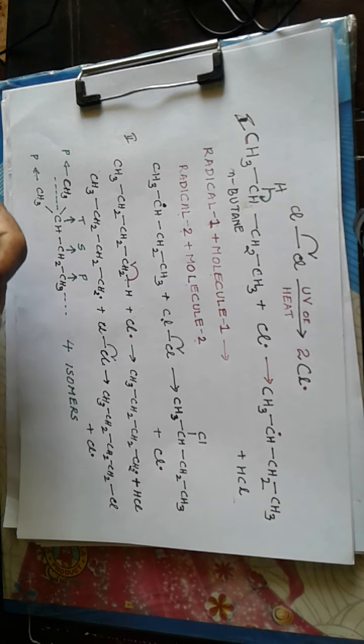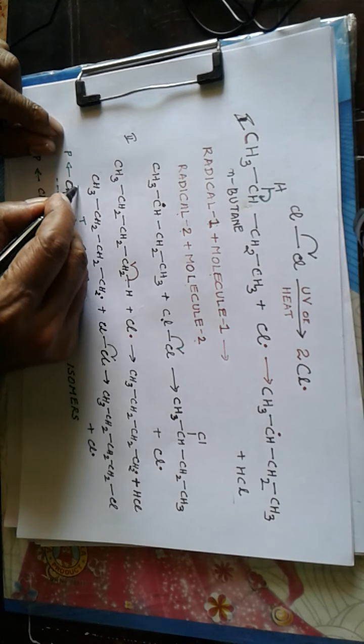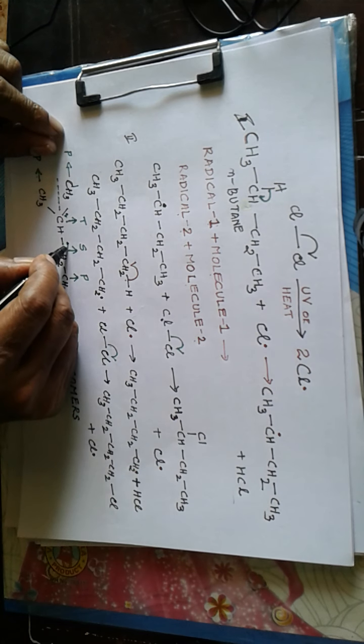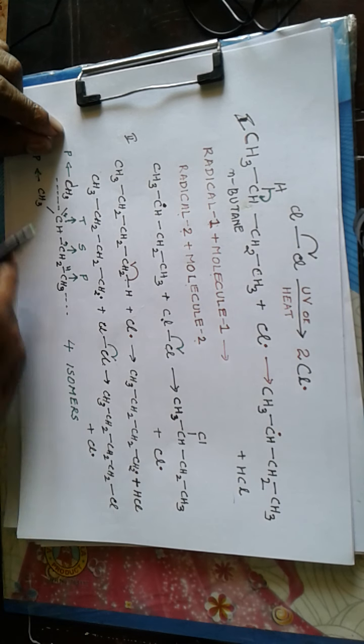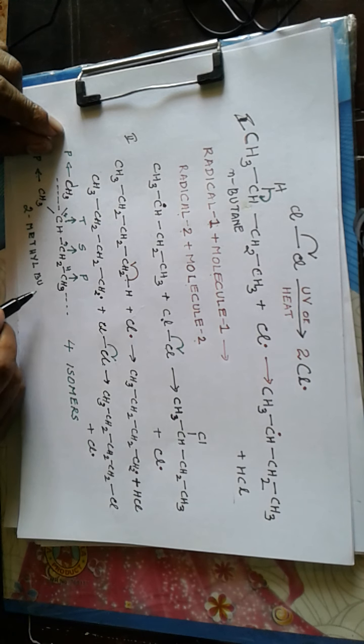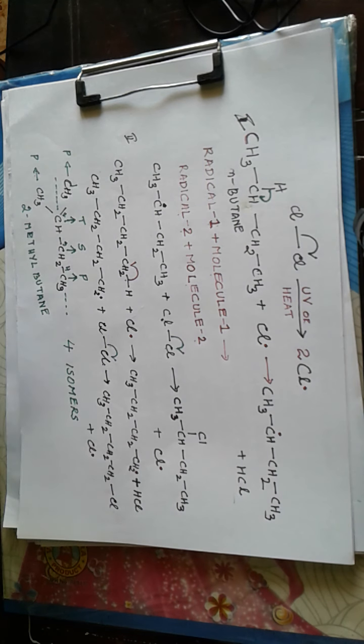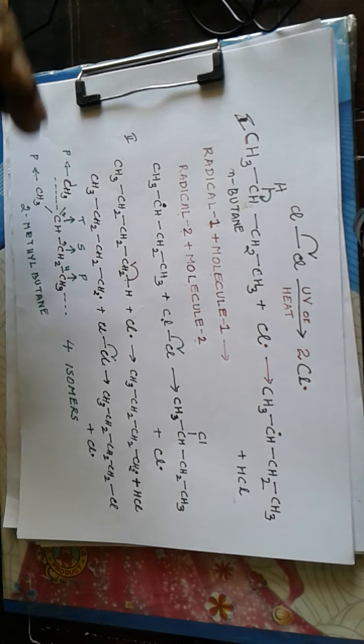Now coming to an isomeric structure. Now this one, we can number the carbon atoms as 1, 2, 3, 4, so that it is 2-methylbutane. Now it is asked how many monochloro derivatives are possible for this structure.